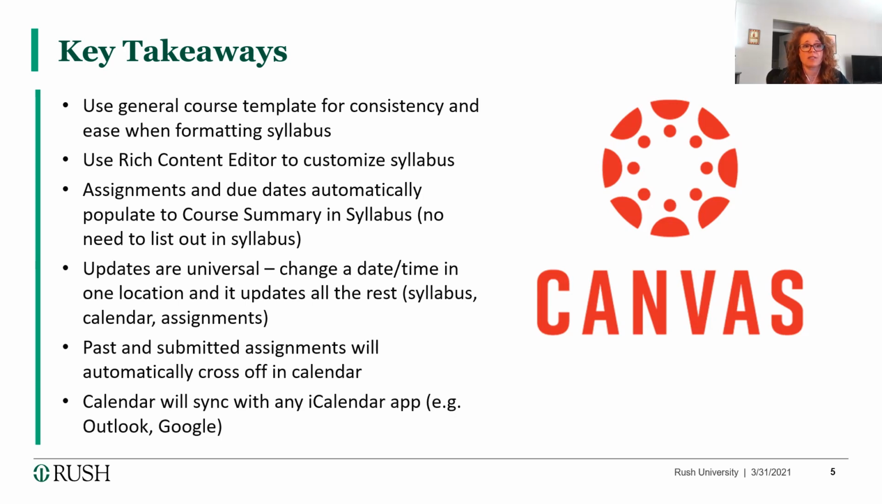the calendar, the assignments. One thing I didn't show you, but you may have seen it when we were looking at the calendar view, is that past and submitted assignments are automatically crossed off in the calendar so that students and you can see that assignment has passed or that they've completed it. And as I've just briefly shown you, the calendar will sync with any iCalendar app, such as Outlook or Google. And I'd be happy to show you how I've done that with mine if you're interested at the end of this workshop. But those are really the main points. This is a kind of high-level overview of how the syllabus and calendar work.